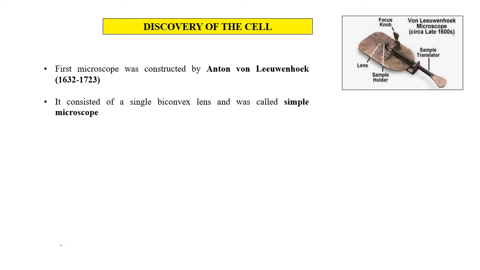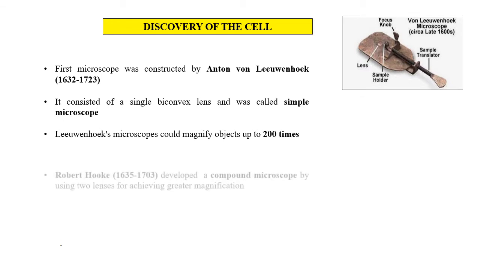Discovery of the cell. The invention of the microscope helped in the discovery of the cell. The first microscope was constructed by Anton von Leeuwenhoek. It consisted of a single biconvex lens and was known as a simple microscope. In this microscope, the eyepiece was located close to the lens on one side, while the object was mounted on the screw point on the opposite side of the lens. Some of Leeuwenhoek's microscopes could magnify objects up to 200 times.